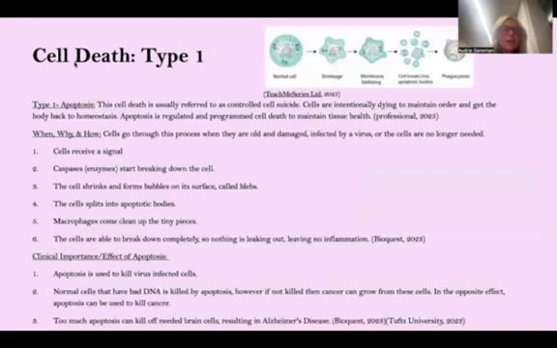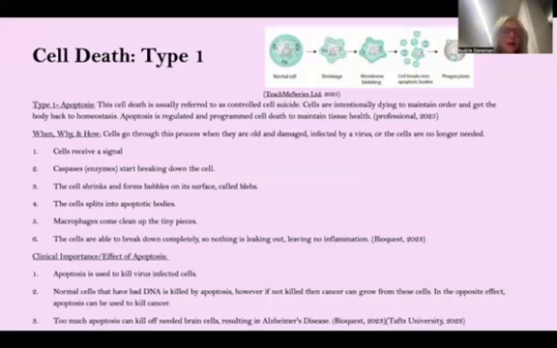Cell death type 1 is apoptosis. This cell death is usually referred to as controlled cell suicide. Cells are intentionally dying to maintain order and get the body back to homeostasis. Apoptosis is regulated and programmed cell death to maintain tissue health. Cells go through this process when they are old and damaged, infected by a virus, or no longer needed. Cells receive a signal, enzymes start breaking down the cell, and the cell shrinks and forms bubbles on its surface called blebs. The cell splits into apoptotic bodies, and macrophages come clean up the tiny pieces. The cells are able to break down completely, so nothing is leaking out, leaving no inflammation.